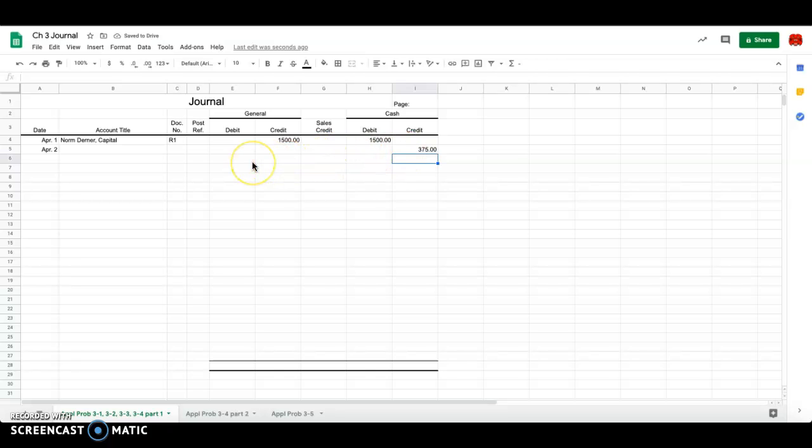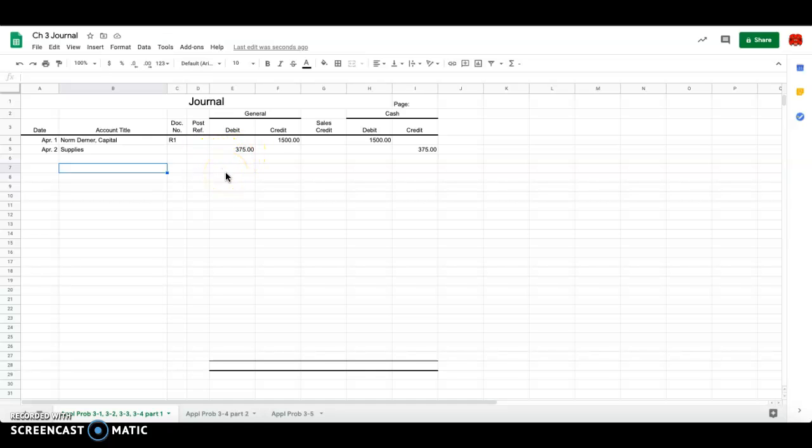And then it said we paid cash for supplies. Well, it doesn't have anything to do with sales. So I'm going to come over here. So I have a credit there. That means I need a debit. So I'm going to put $375 right there. And again, now that I've used general debit, I've got to come over here to the account title, and I've got to put what account I'm talking about here. All right, so supplies is this 375.